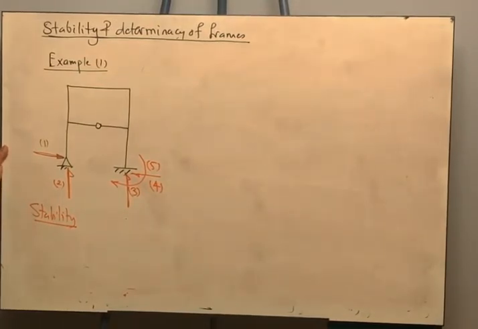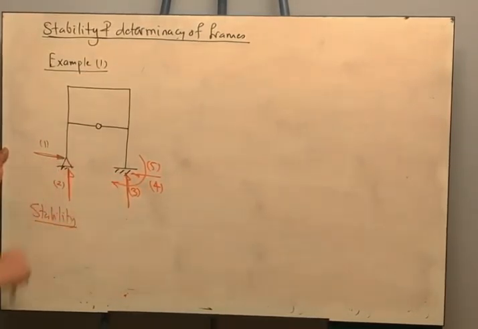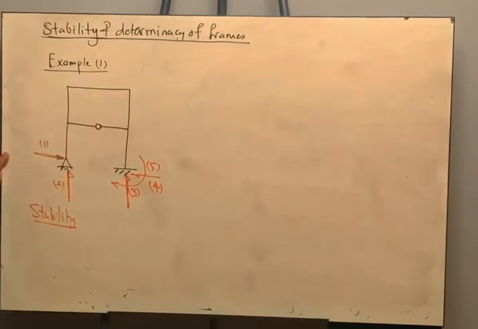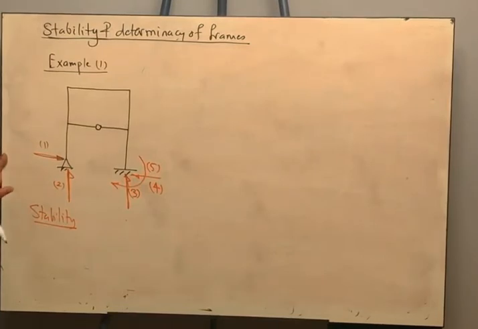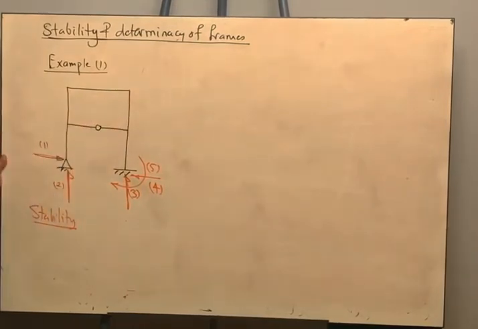Do we have concurrent reactions? No, because this reaction does not meet with that reaction. They are always parallel to each other. We don't have concurrent reactions. To be unstable due to concurrent reactions, all of the reactions should be passing through the same point. Third, do we have unstable geometry? Of course we don't have unstable geometry, because if you applied any force, the structure will undergo deformation, and when you remove this force, it will come back to its original configuration.